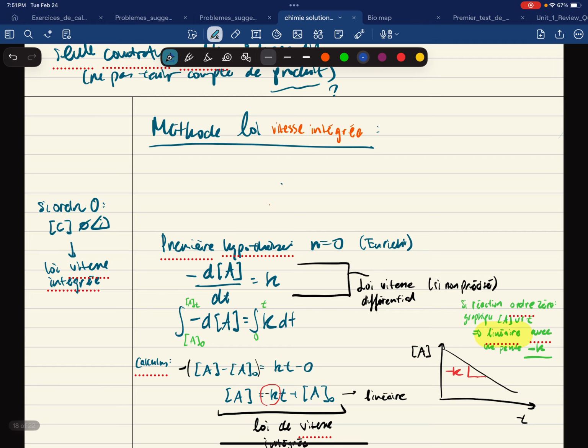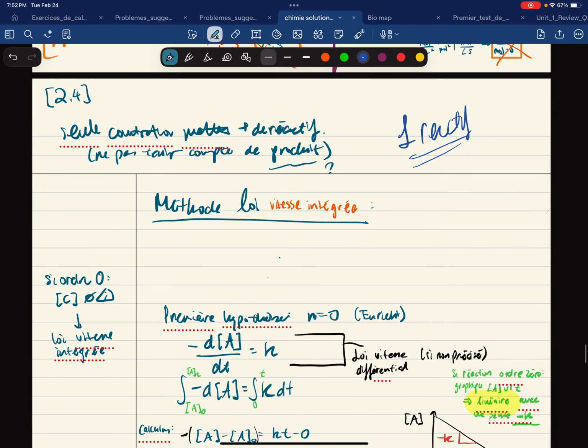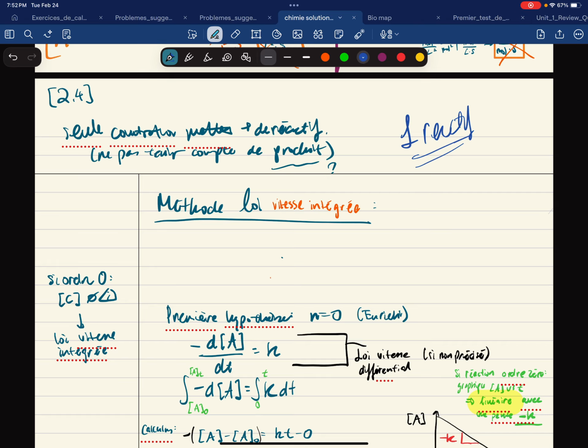Méthode de loi intégrée is about products that are made from a single reactive. And we're using un seul réactif parce que pour faire l'intégral, c'est beaucoup plus facile avec un seul variable que plusieurs variables. S'il y avait 2-3 variables, ça va devenir beaucoup plus compliqué à intégrer. C'est pour ça qu'il faut utiliser un seul variable.